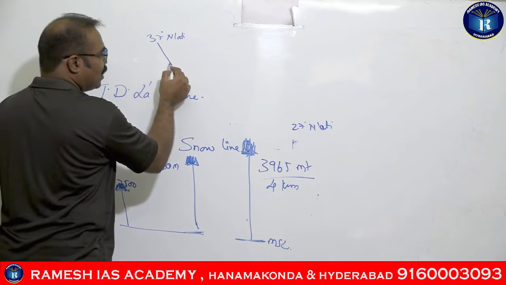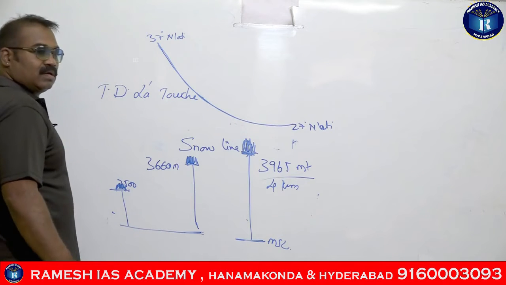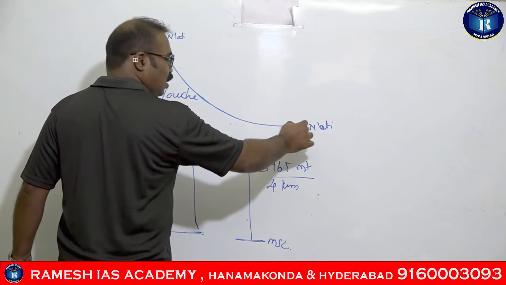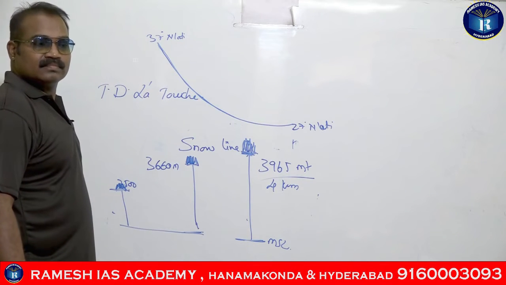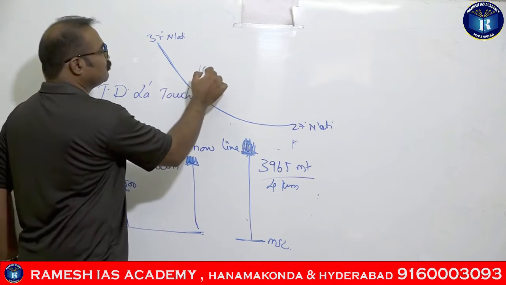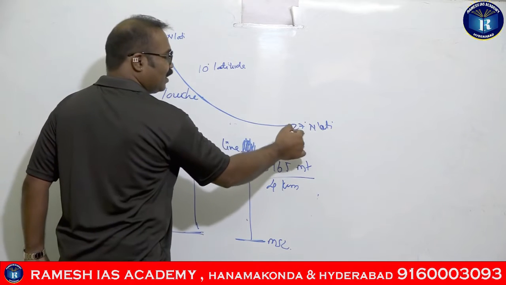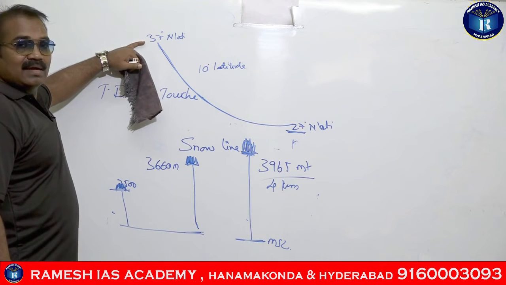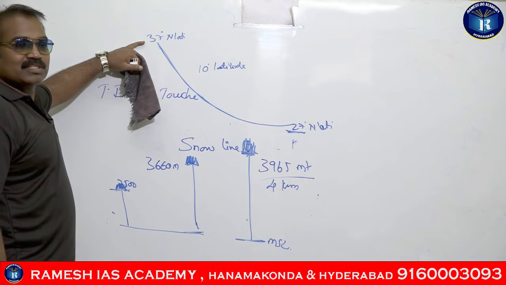The Himalayas are arcuately curved mountains, guys. They are arcuately curved and extend from southeast to northwest. There is a difference of 10 degrees of latitude. Sikkim is at 27 degrees north and the Karakorams are at 37 degrees north. So there is a 10 degree latitudinal variation.